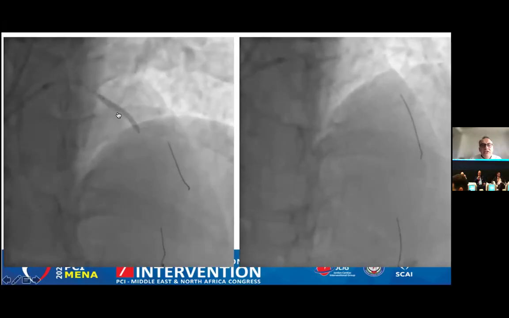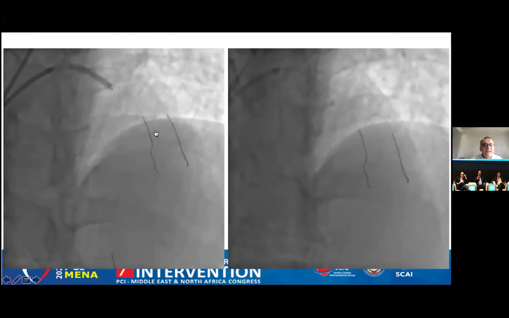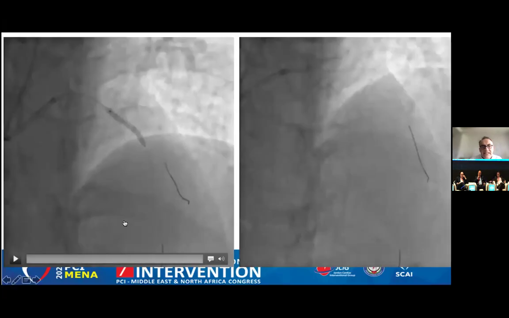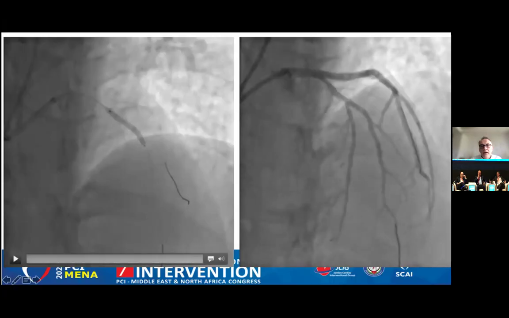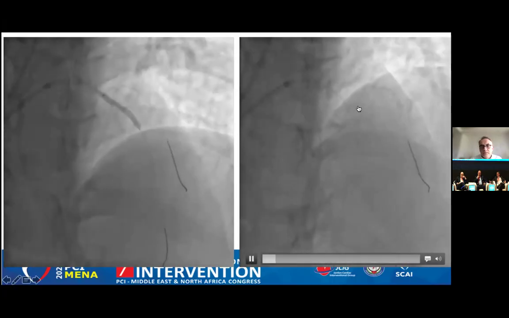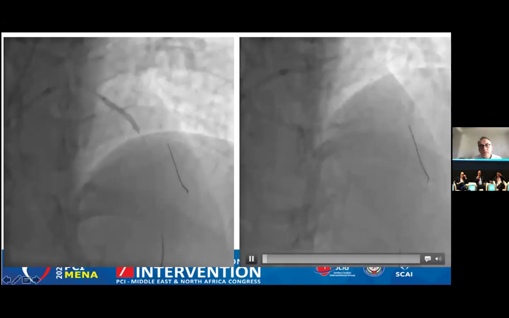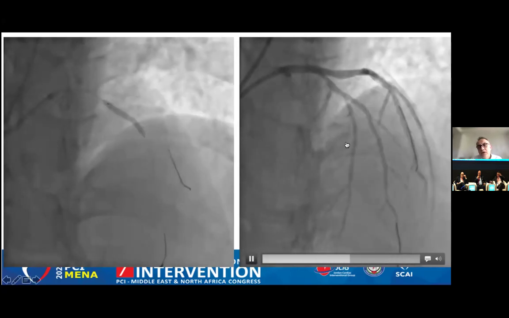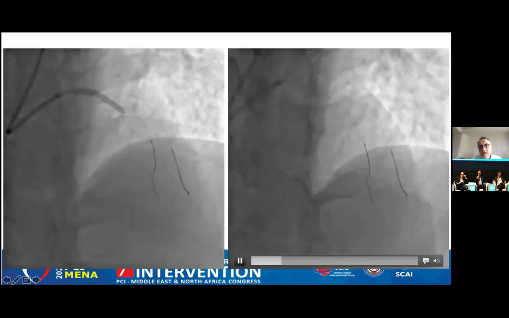We had lesion preparation, and then we did DCB. This is DCB to the LAD, and this one was the DCB for the diagonal, DCB for the main artery. So you see, after preparation, everything is good. This is the main artery, DCB.